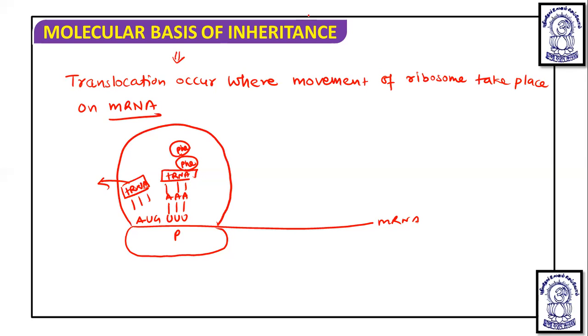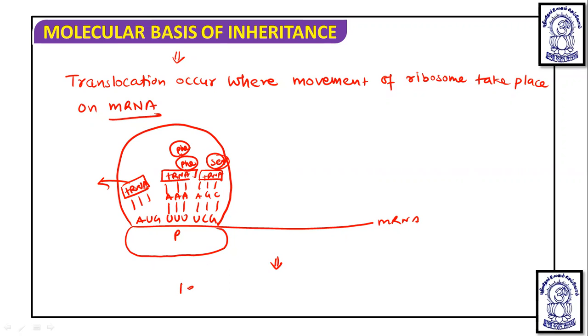Now suppose the UCG codon on the mRNA is getting exposed. UCG codes for serine. So UCG has the anticodon AGC, and the AGC-anticodon tRNA with serine will come and bind here. Now when serine is added on this tRNA, the further steps are the same: this peptide is going to be transferred.